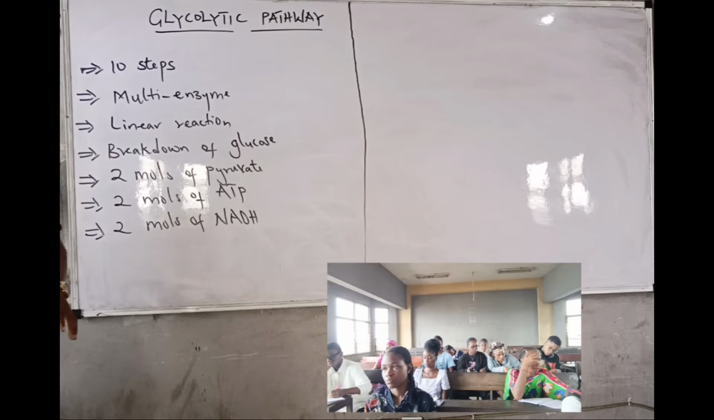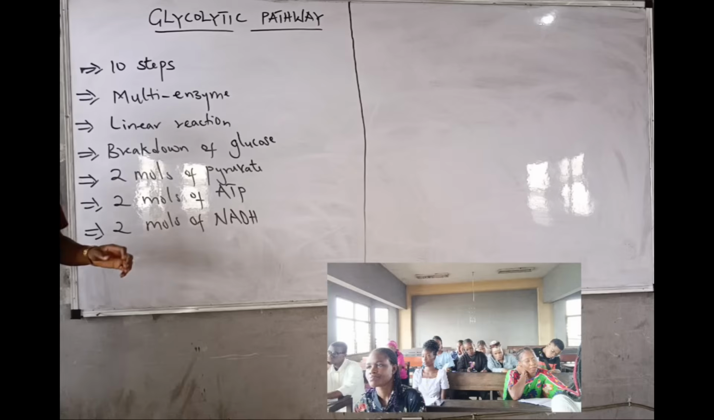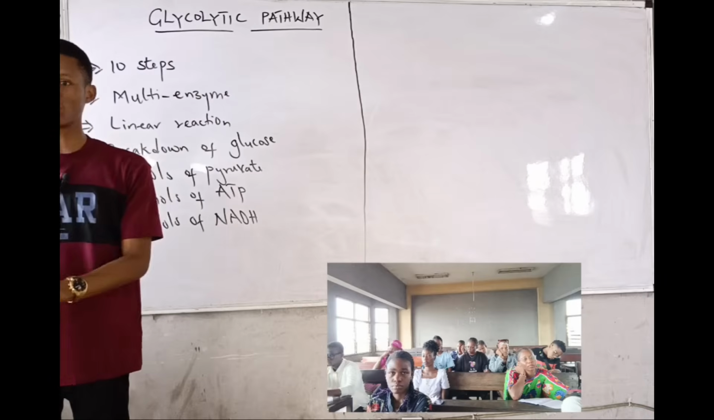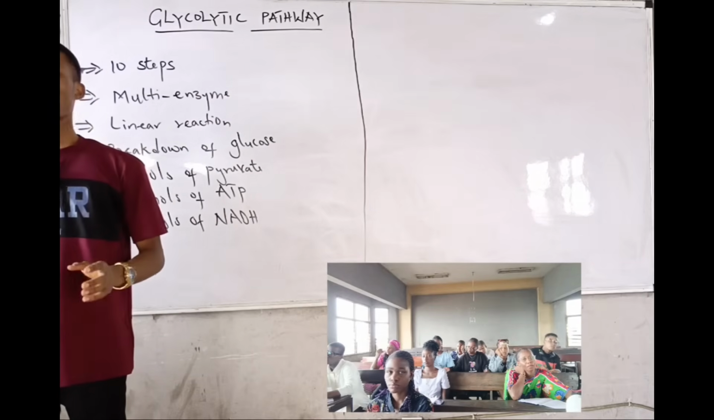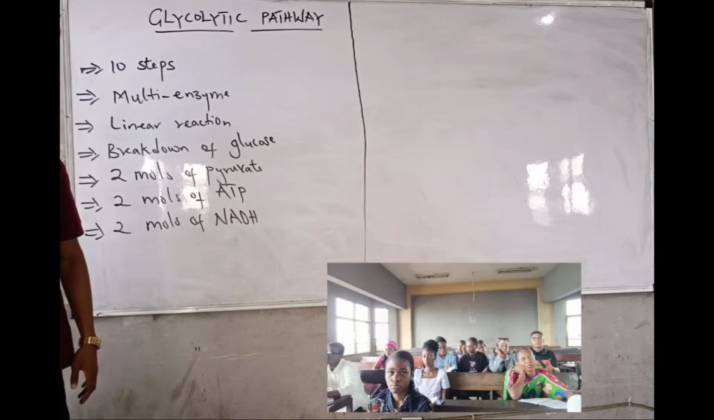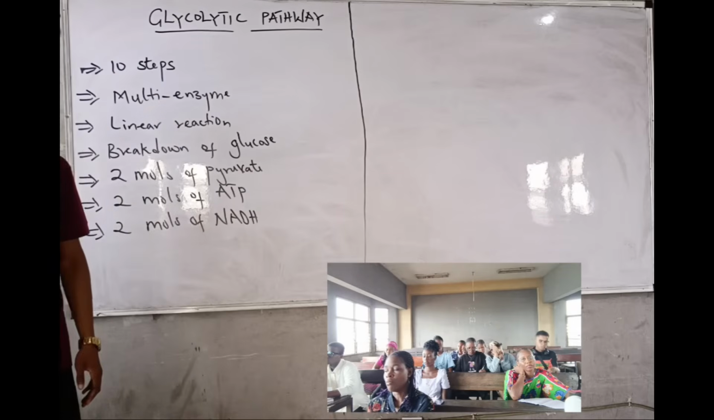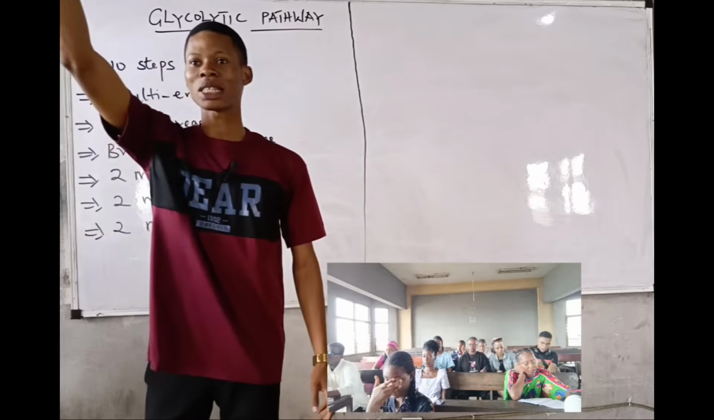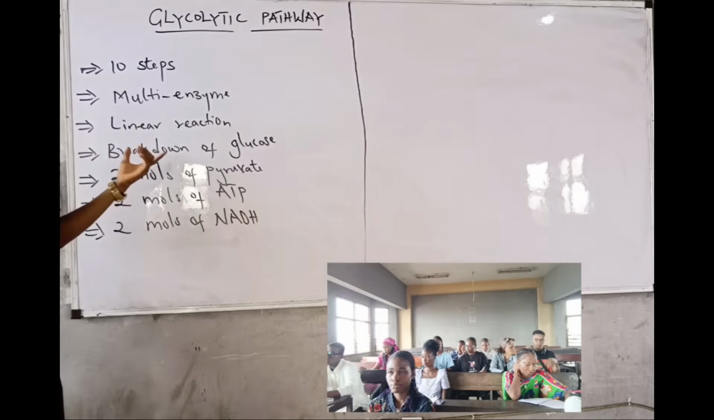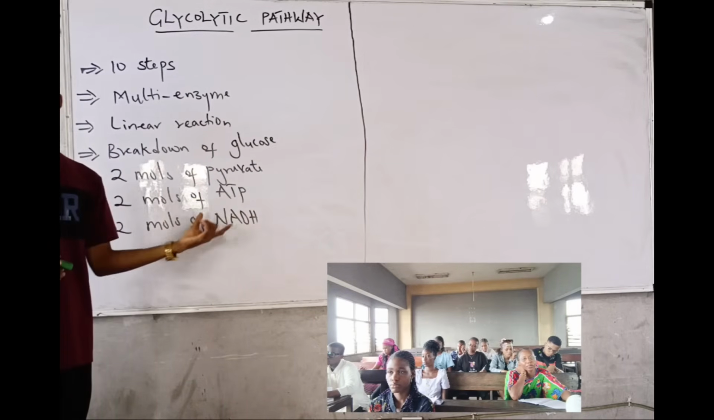Now, if you are done with that, just drop your pen. Don't write anything else until I ask you to. We've seen that we want to break down glucose to give us energy. Now, the pathway involves 10 steps, and the 10 steps are catalyzed by different enzymes. So that's why we said 10 steps multi-enzyme catalyzed reaction. And the pathway is linear. It's a straightforward reaction, not a circular reaction. Do you get that? And it involves the breakdown of glucose to release 2 molecules of pyruvate, 2 molecules of ATP, and 2 molecules of NADH.